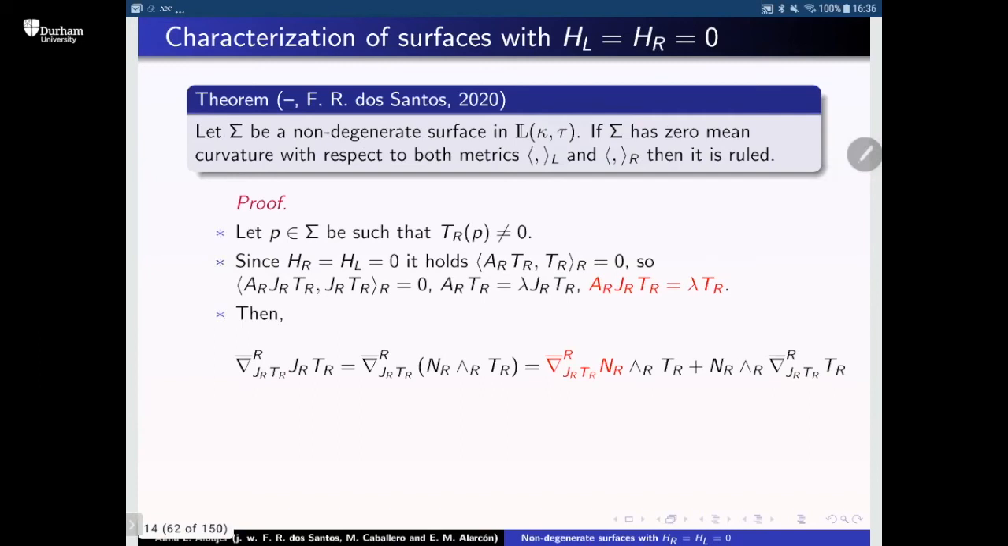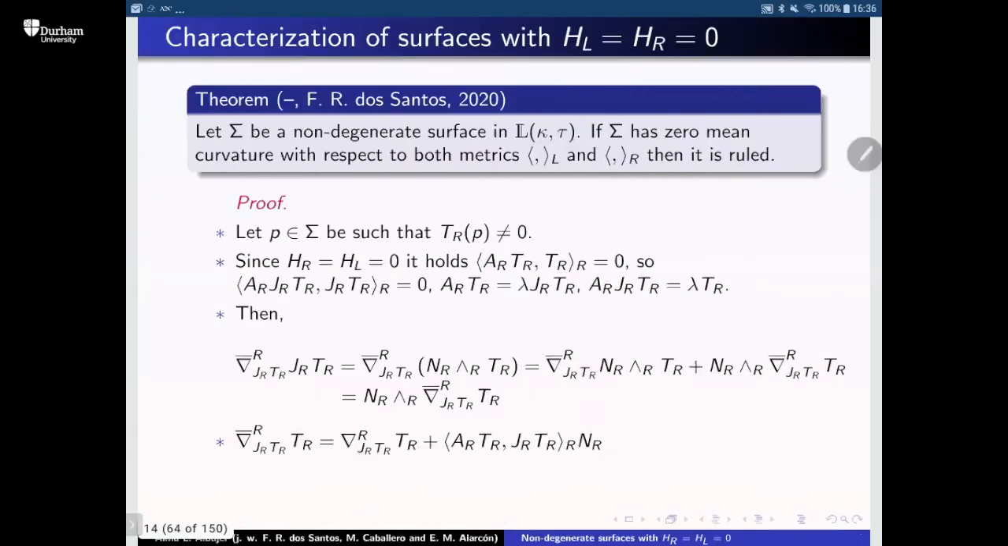First of all, I will consider the first factor. So here we are taking the derivative of the normal. So this is just the Weingarten equation. This says that it is just minus this term in red, the shape operator. So it is proportional to TR. As it is proportional to TR, the vectorial product with TR vanishes, so the first term vanishes. We only have the second one.